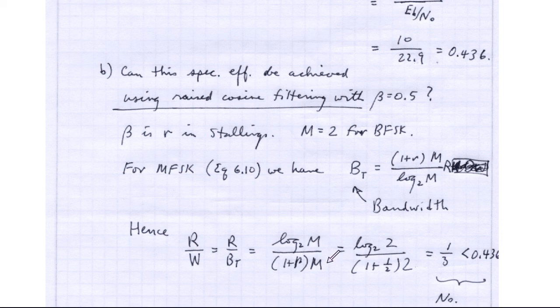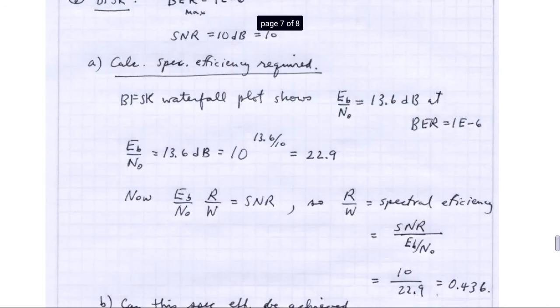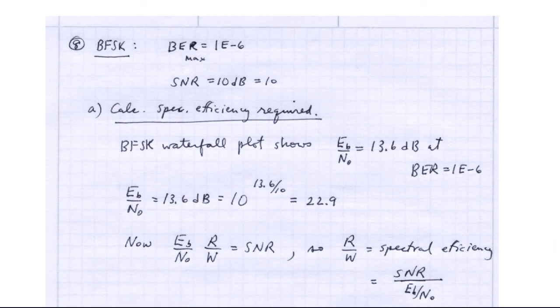And 1/3 is in fact less than the 0.436 that we require above. And so in order to get this bit error rate with this SNR, we'll have to use a different type of modulation. Okay, I'm going to stop.